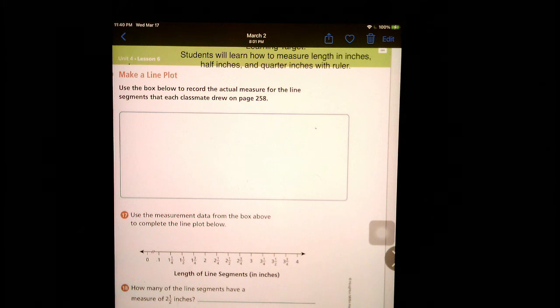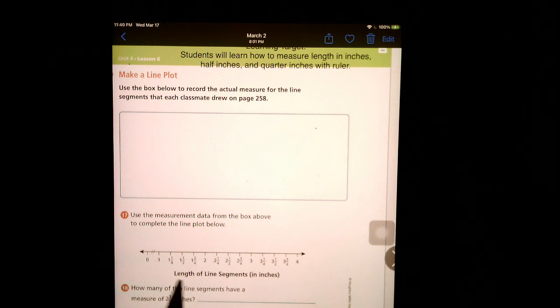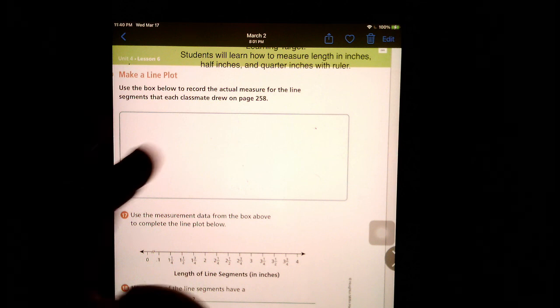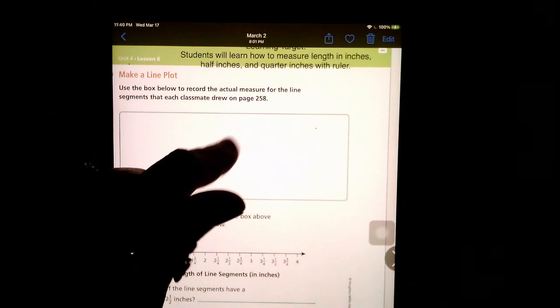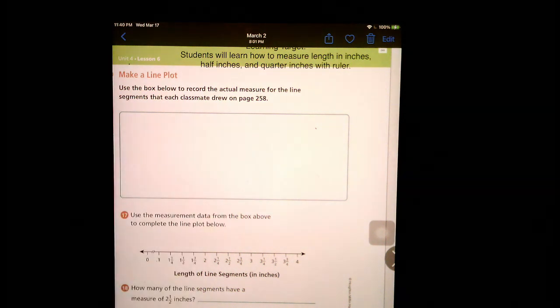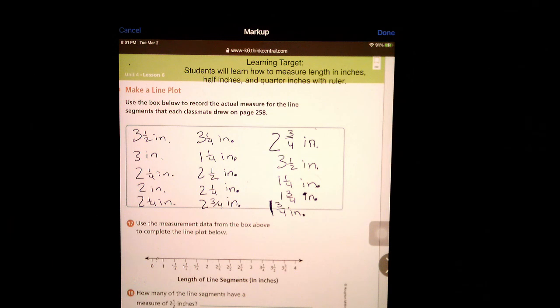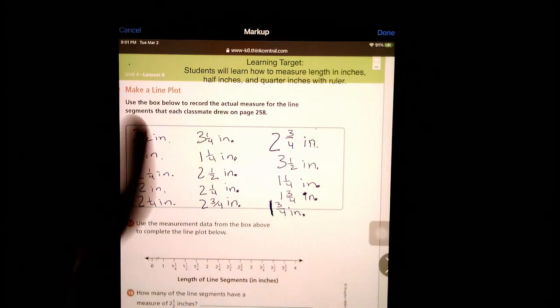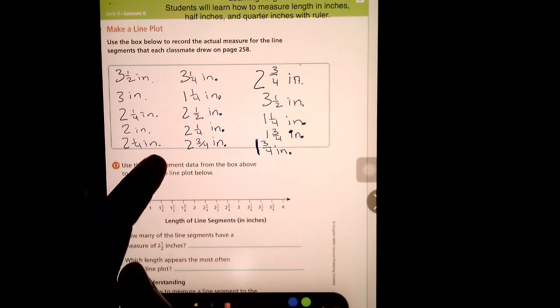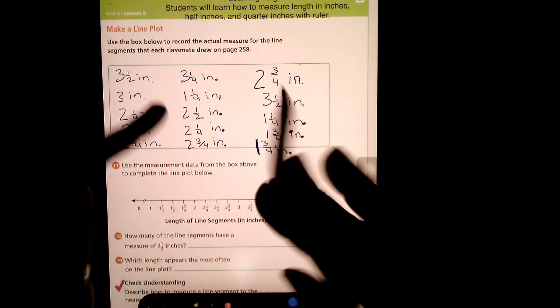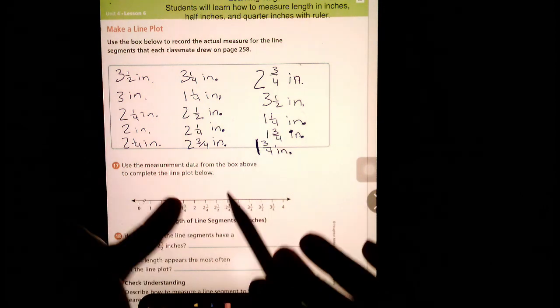Because we are online, I'm going to give you some possible lengths that people could have written on their paper. So write these in your box. I'm going to pause the video, and then when you come back, there's going to be some measurements in the box, and then we're going to put them in a line plot. Okay, so please write these numbers in the box, and then we're going to place those numbers down here in this line plot. So it says for number 17, use the measurement data from the box above, which is here, to complete the line plot below. So we're going to put all of these down below.